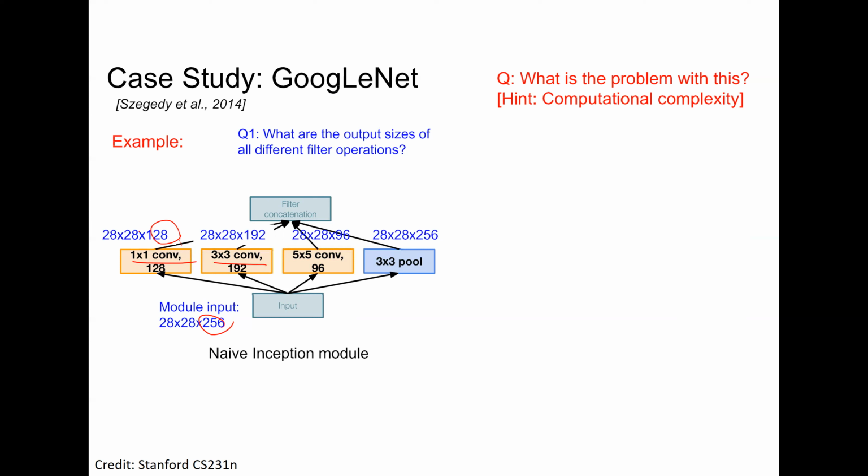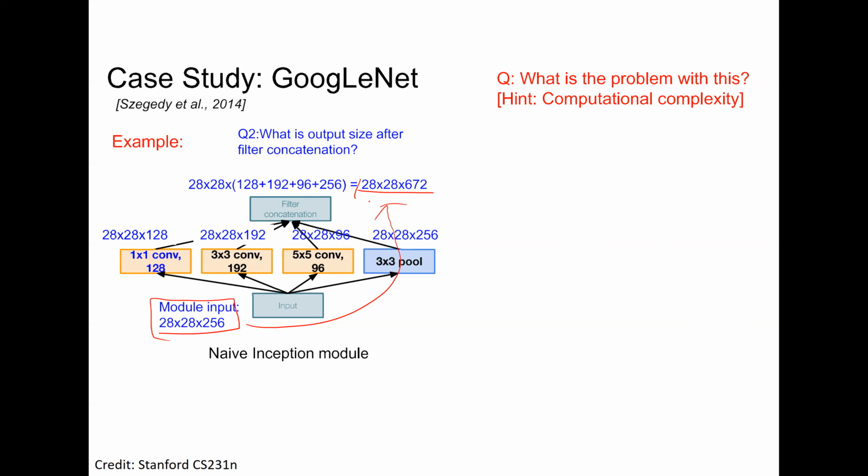Because we need to combine all these outputs together in the channel dimension, they should have the same spatial dimension, same width and height. And it changes the number of channels like this. After the concatenation, the size becomes like this. So the original size, 28 by 28 by 256, becomes this times 672.